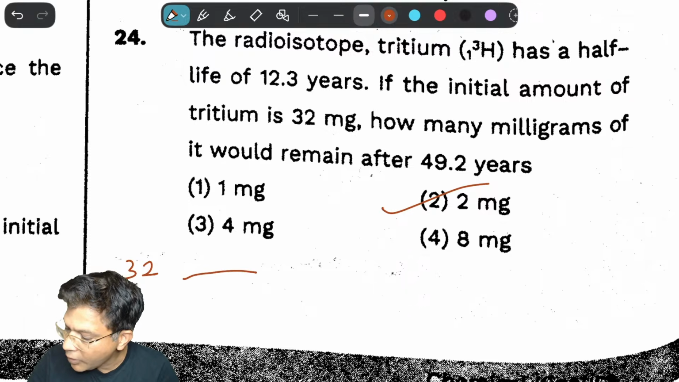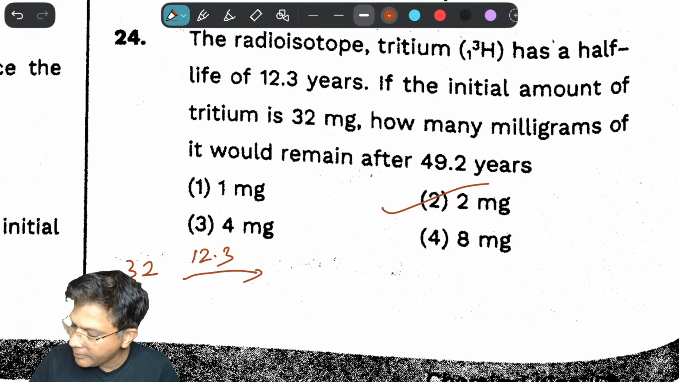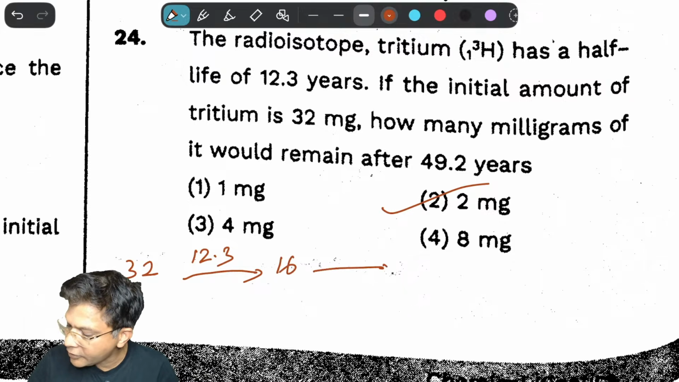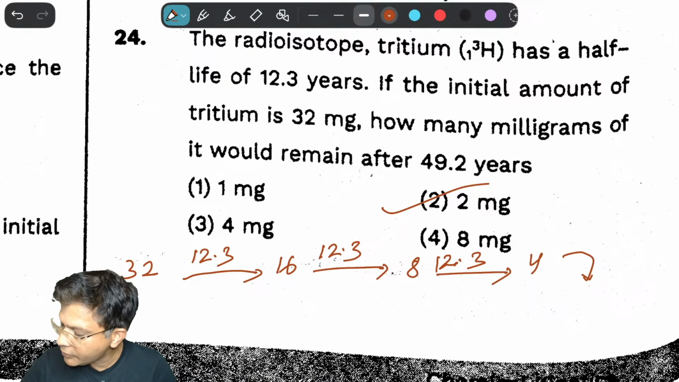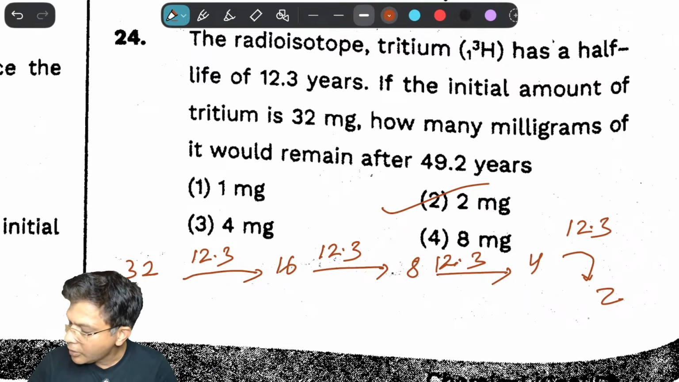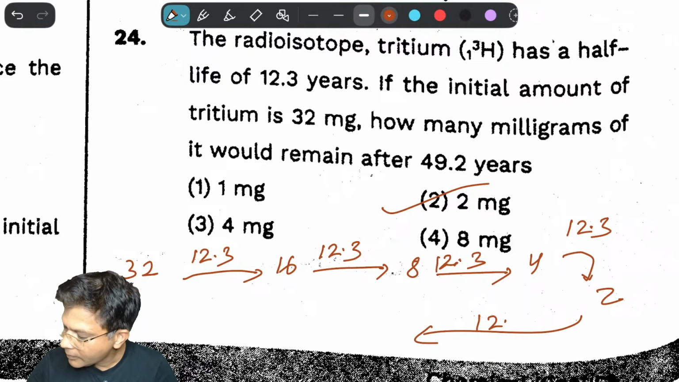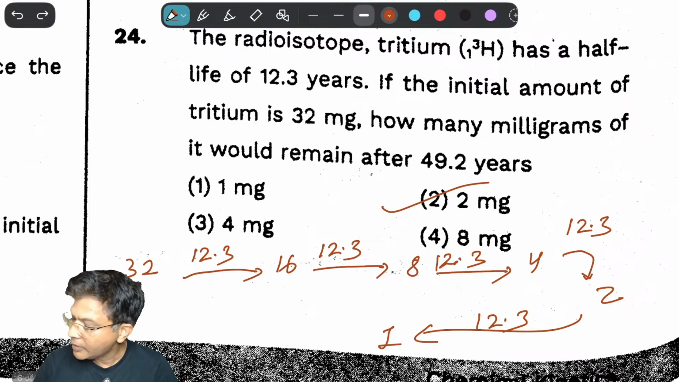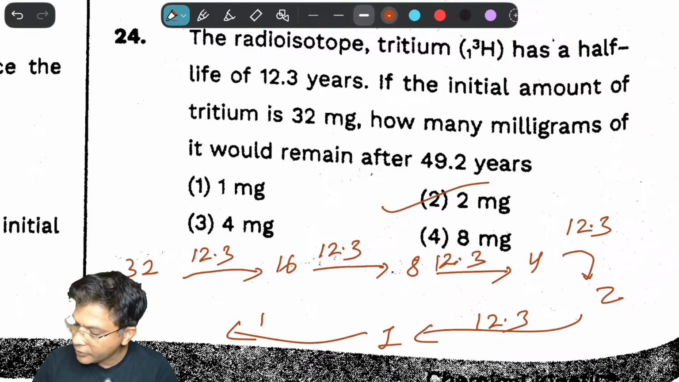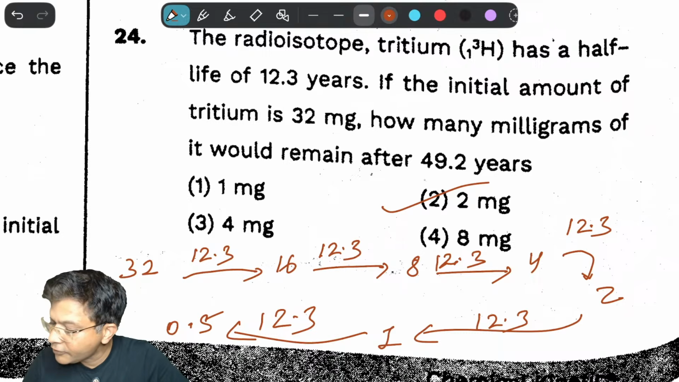So see, after 12.3 it will become 16. After 12.3, it will become 8. After 12.3, it will become 4. After 12.3, it will become 2. After 12.3, it will become 1, but we have to stop over here. We don't know where we have to stop. So after 12.3, it will become 0.5 milligram. So see what they are saying, after 49.2 years.